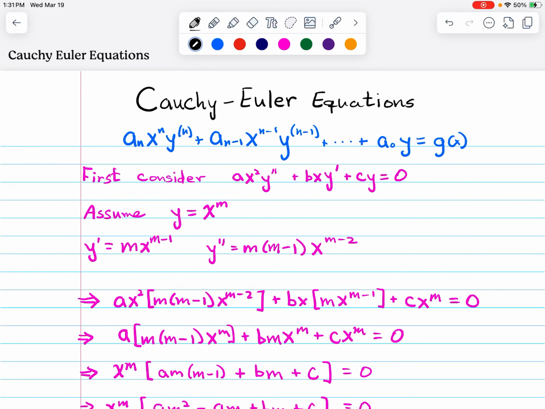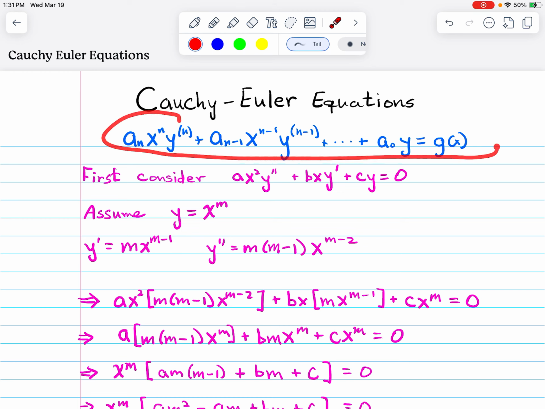We're going to look at a type of differential equation known as the Cauchy Euler equation. And it's an equation that looks like this, where these coefficients here are constants. Okay, so the a's are constants. And notice we have these extra powers.